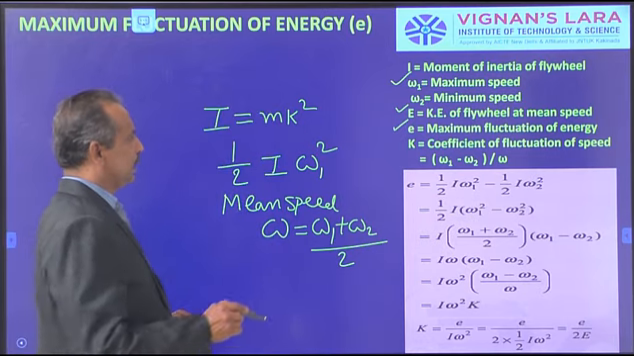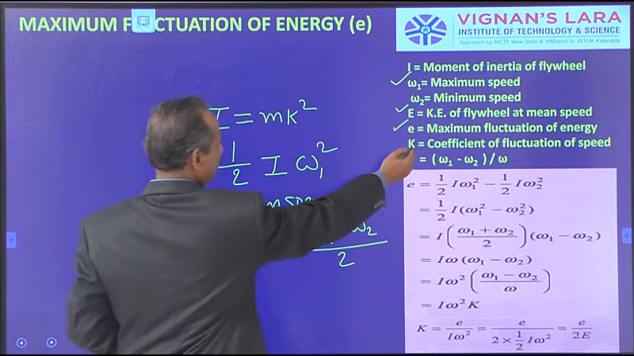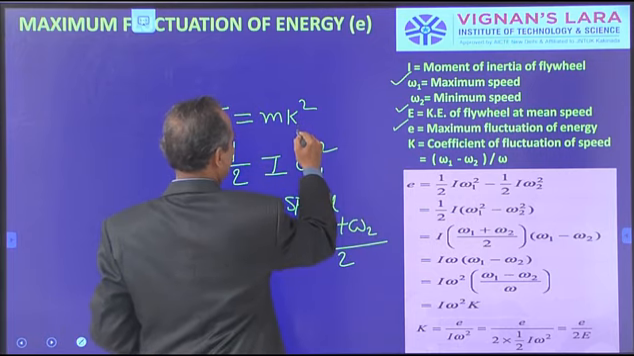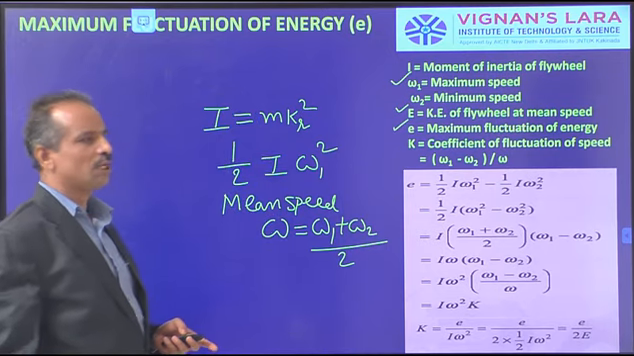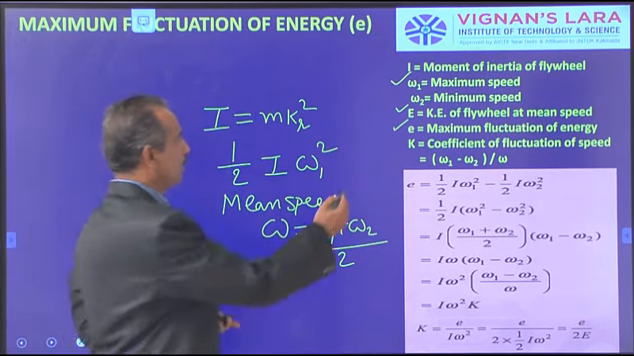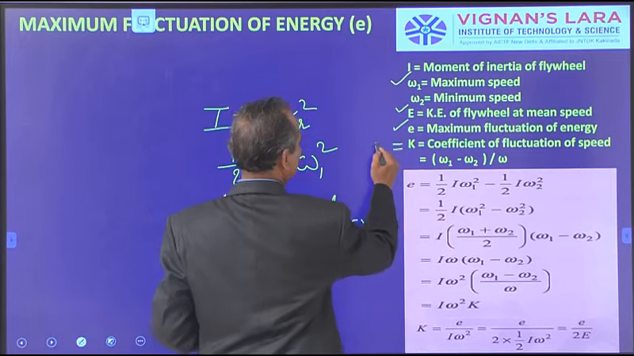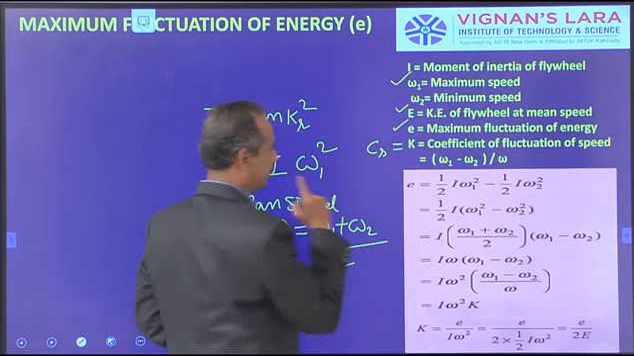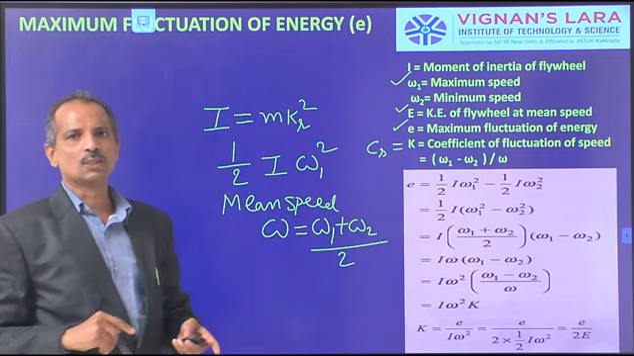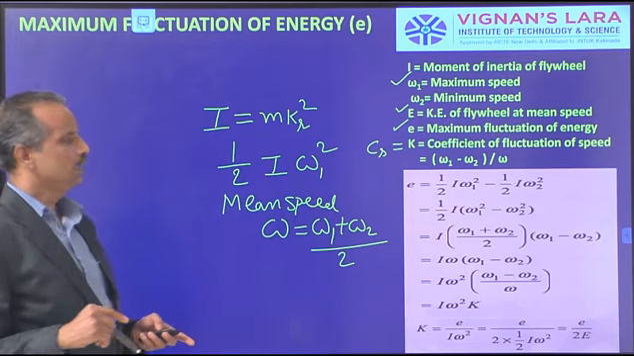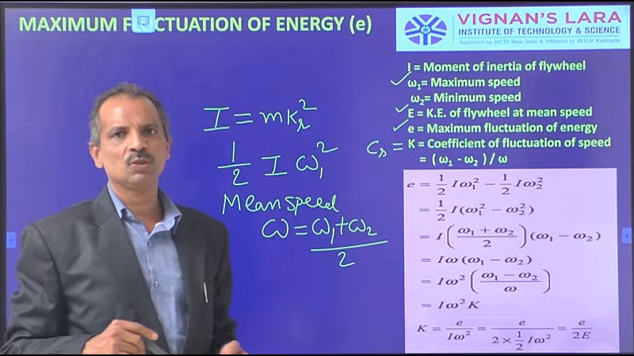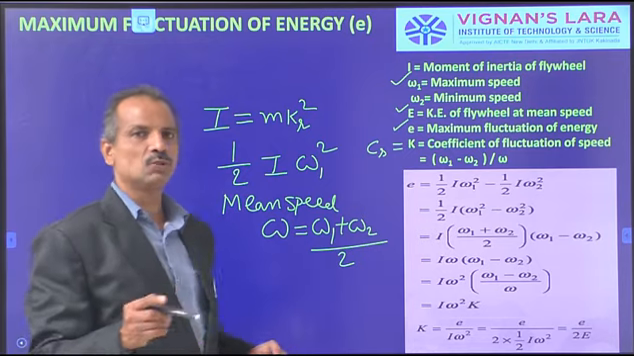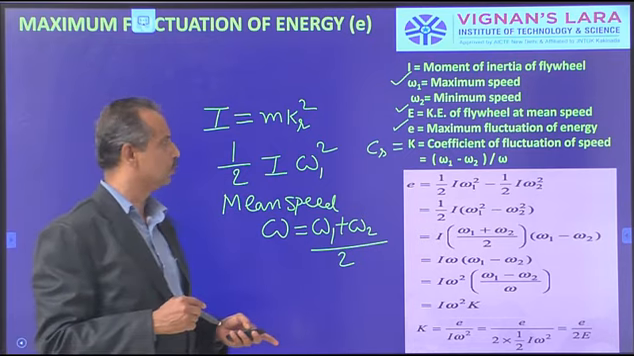Okay, this k is different from the other k. That one is the radius of gyration, and this k is the coefficient of fluctuation of speed. Some others use CS for the coefficient of fluctuation of speed. This is the notation I use as per the Ratan textbook, which we are following.